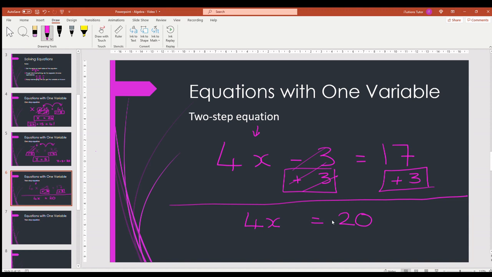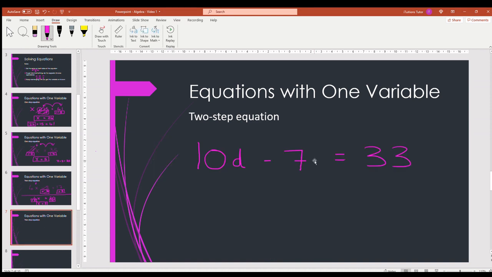So 4 multiplied by x, I will do the opposite of multiplication to get rid of the 4. And again, we must do the same on the other side. I've got x on its own now, equals 20 divided by 4, which is 5. So x is equal to 5. And again, you can replace the x with the 5 and check your answer.